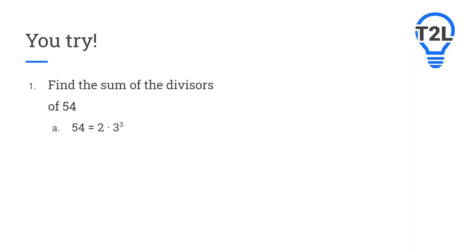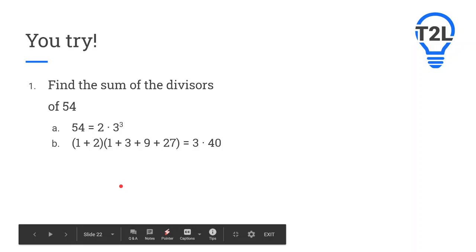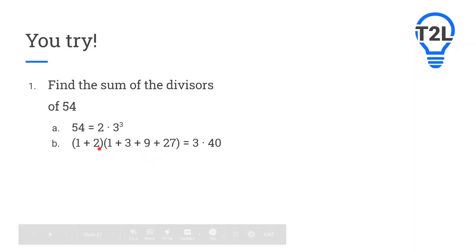So for 54, using that method, first find the prime factorization, and you get 2 times 3 cubed. Then do that descending order thing with each of them. This is just a bit rearranged, so they started from 0 and then went to 1. So 2 to the 0 is just 1, and 2 to the first is 2. Then you have those two.